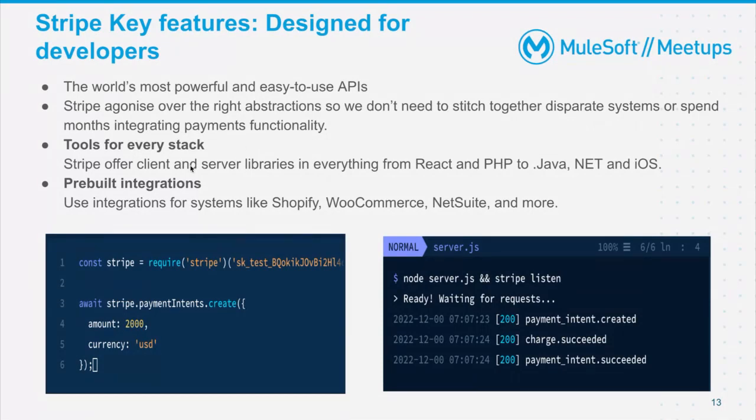And Stripe supports client and server libraries in almost everything, like React, PHP, Java, .NET, iOS. It means they have SDKs and libraries in many technologies. They also have pre-built integrations like Shopify, WooCommerce, NetSuite. You can use sample code showing how the APIs work and use those APIs in our code. So that's about the Stripe APIs.